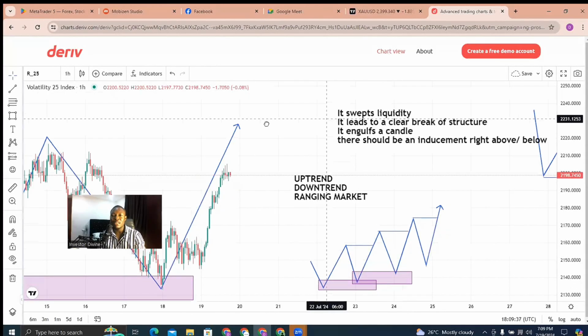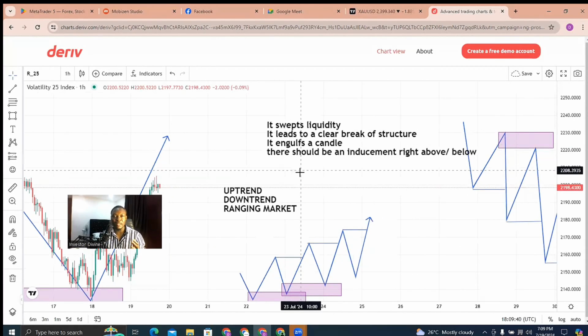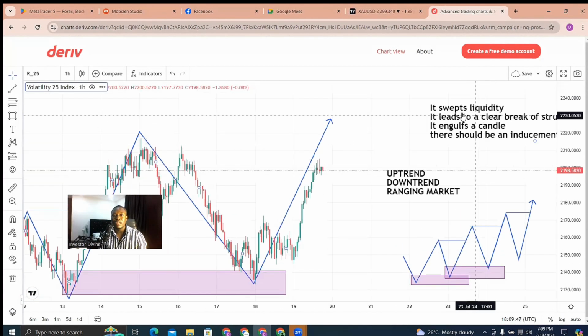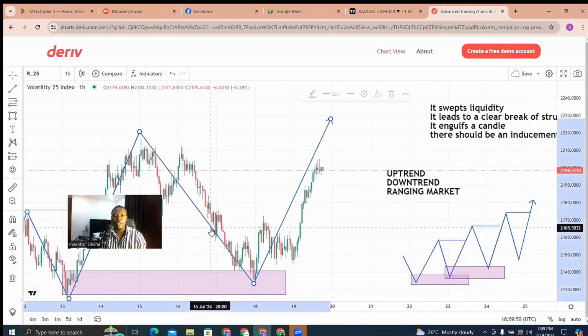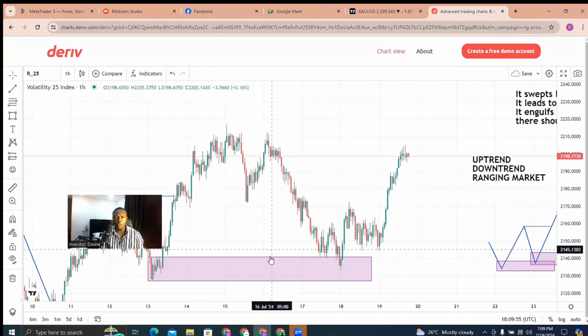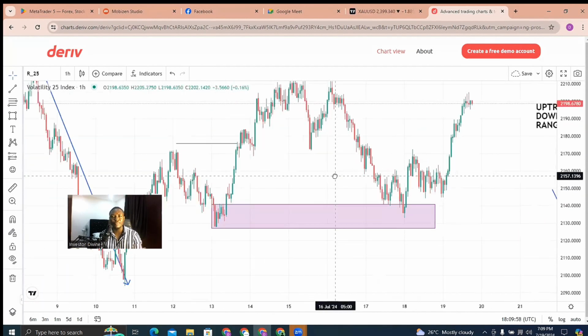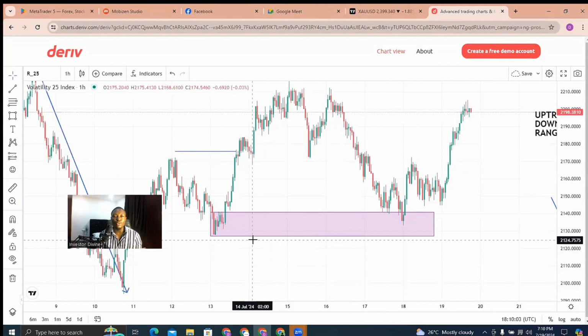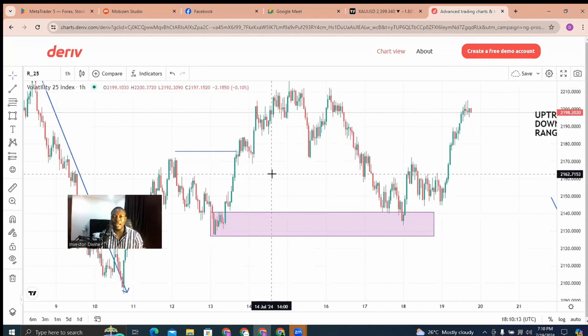So let me explain what each of these things means. Then we can round off this class for today. Number one, it swept liquidity. Now you ask yourself, what is liquidity? What do I mean by liquidity? In simple terms, liquidity is what moves the Forex market. The Forex market moved from one area of liquidity to another area of liquidity.